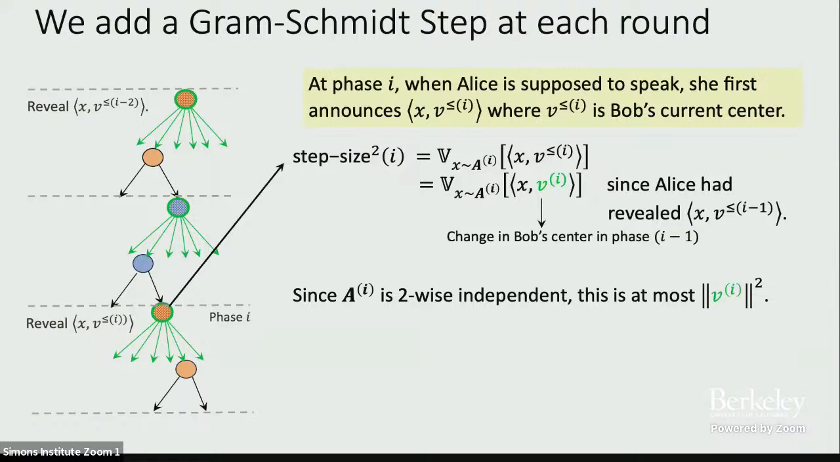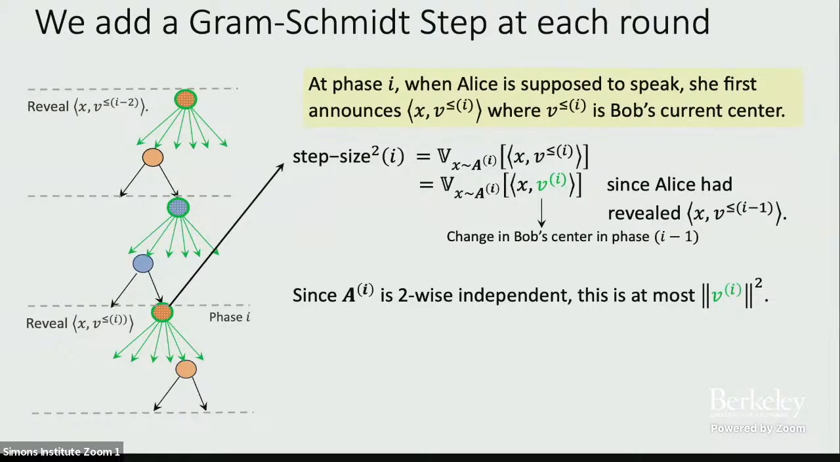Okay. So now the point is that we've expressed the variance in this direction in terms of the variance in the change in Bob's center, and now we're in good shape. This is what we wanted. We wanted to say that because Alice's set is two-wise independent, the variance in this direction is at most the norm square of this direction. And this is the change in Bob's previous center.